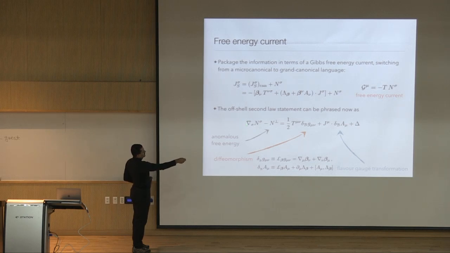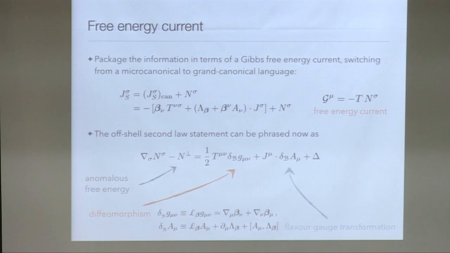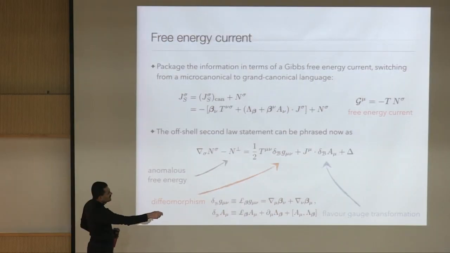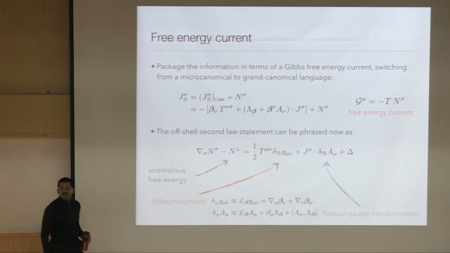So if you didn't have anomalies, you could forget about this n perp term. It would just say that the divergence of the free energy current is related to the energy momentum tensor dotted with some structure, and the charge current dotted with some other structure, and these structures are nothing but the Lie derivatives, the gradients of beta vector and the derivatives of the background potentials, which I've rewritten as Lie derivatives for simplicity. Okay? And you'll see why I've written them as Lie derivatives in 5 minutes.